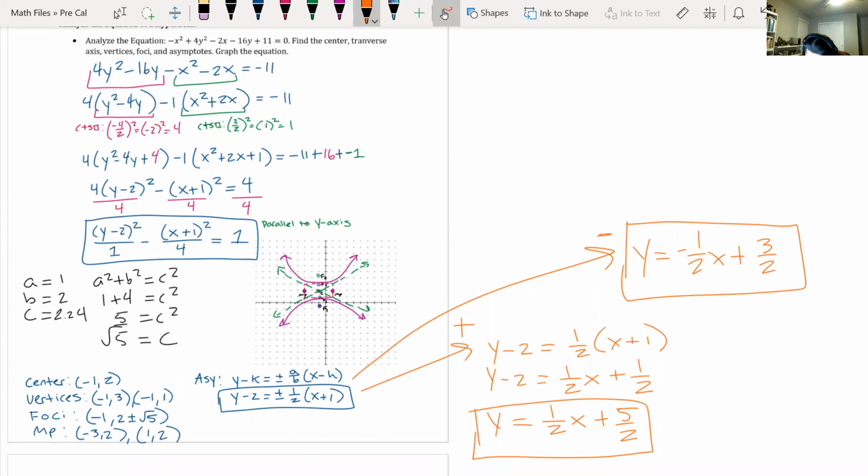Wonder if that's true from there. That's 1/2. Up 1, over 2. Down 1, over 2. And yeah, that should be 1.5, right? And that's what I got, 2.5. It's pretty accurate, my graph. Nice.